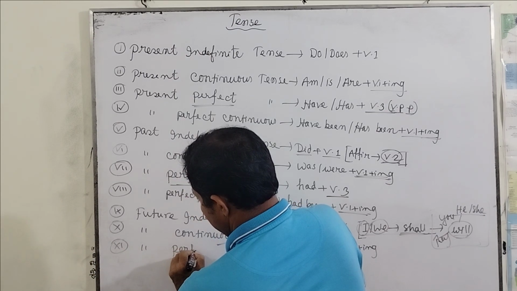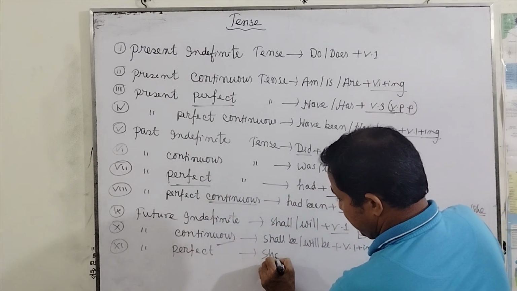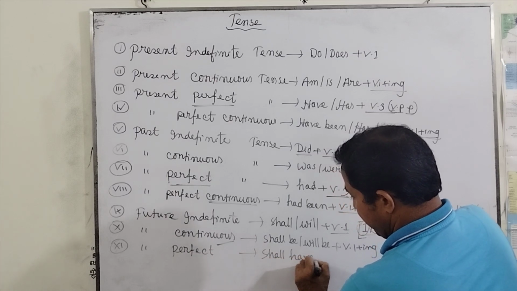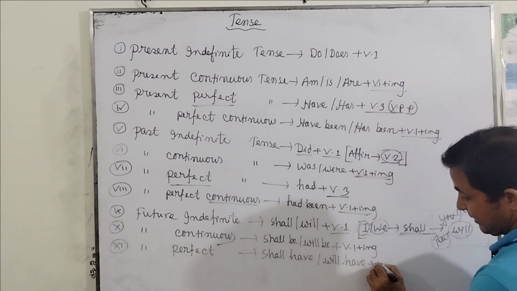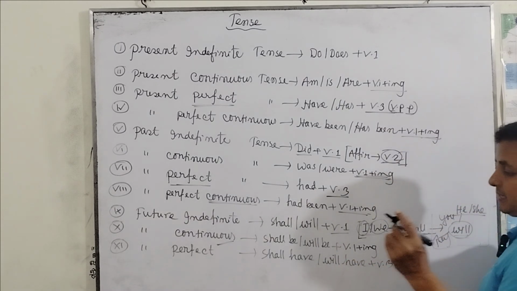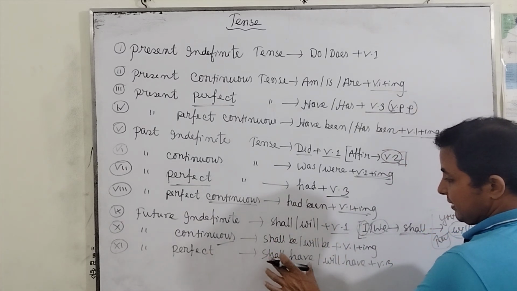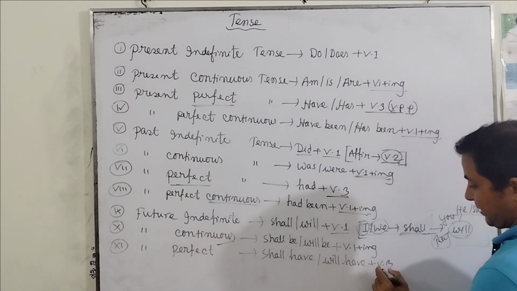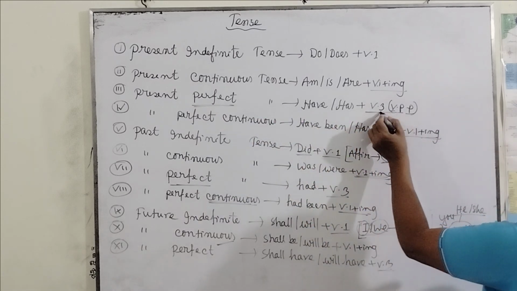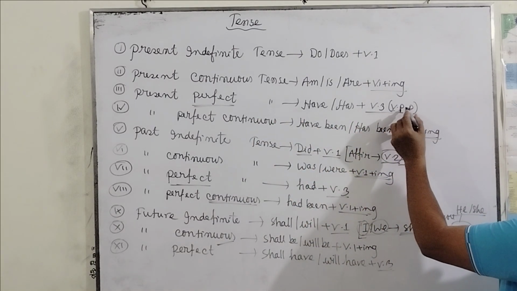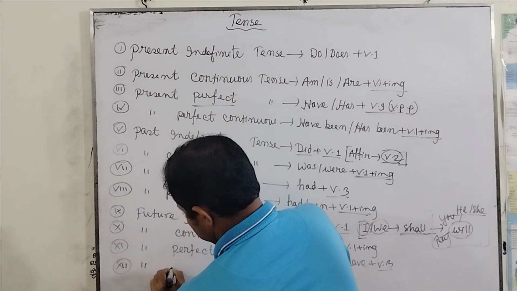Future perfect tense. Future perfect tense has the auxiliary verb shall have, will have. Again, after every perfect tense's auxiliary verb, B3 must be used. Again, past perfect B3, present perfect B3. B3 means verb past participle, the last form of the verb.